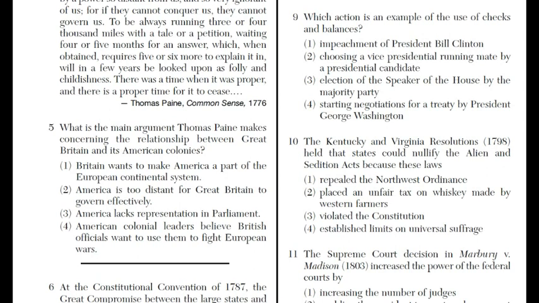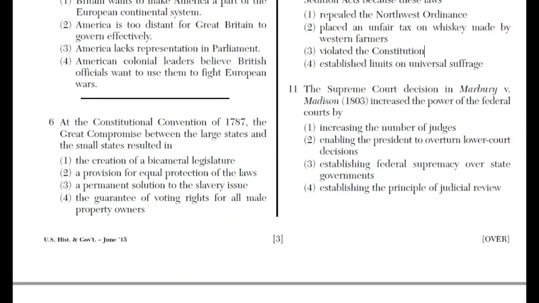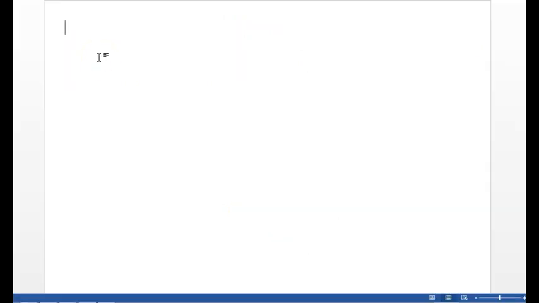Okay, let's look at number 6. Once again, this is a question they love to ask about this issue. The Constitutional Convention of 1787, the Great Compromise between the large states and the small states, resulted in what? Okay, so let's talk about this one. This is a really important one to review because they will always find a way to ask a question on this subject, although they ask it 20 different ways. So here's the thing to remember.